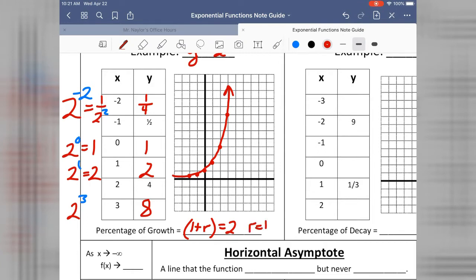What that means is 100%. R is equal to 100% growth. In other words, you gain what you had before.